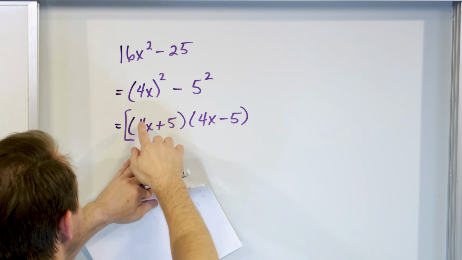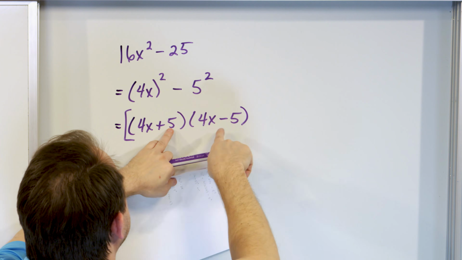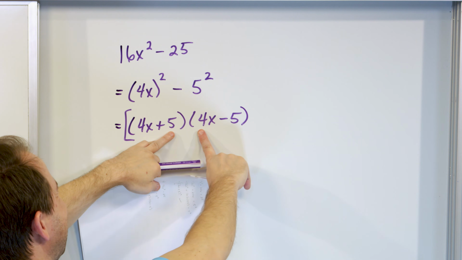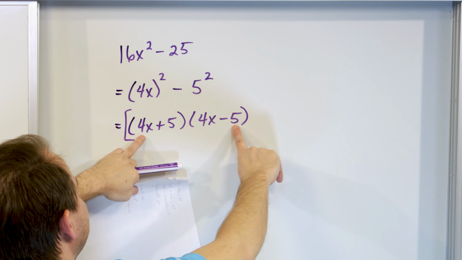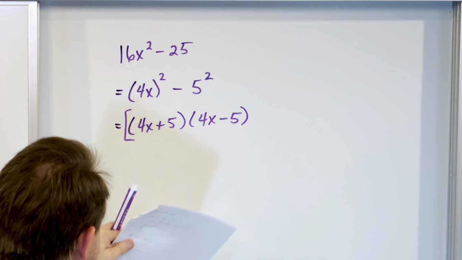And if you multiply this out, you can see that it's correct. You're going to get 16x squared here, and then you're going to get the negative 25 from here. The inner terms are going to give you 20x, and these outer terms will give you negative 20x, so they'll add and go to 0. That's why there's no middle term there.